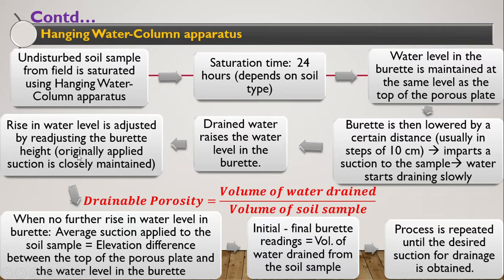Originally applied suction is closely maintained. When no further rise in water level in the burette is observed, we can say that the average suction applied to the soil sample is equal to the elevation difference between the top of the porous plate and the water level in the burette. So this will give the average suction. The initial and final burette readings will give the volume of water drained from the soil sample, and the process is repeated until the desired suction for drainage is obtained. So this process is repeated, and the drainable porosity is equal to the volume of water drained divided by the volume of sample. Very simple.